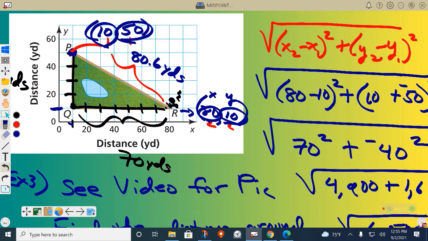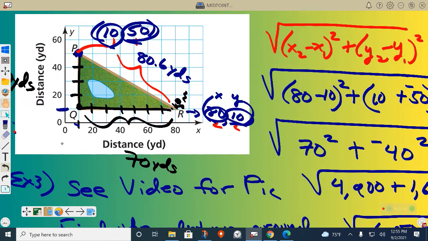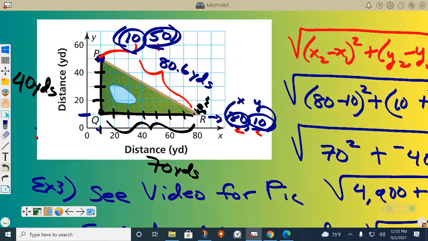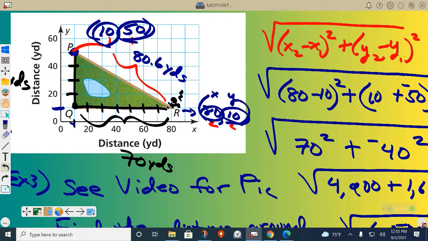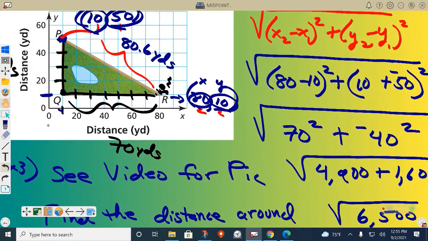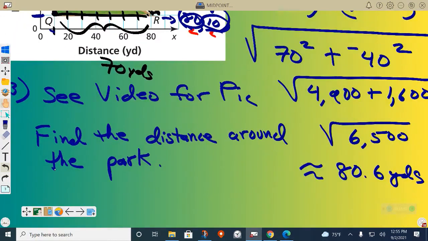So if I wanted to walk around the park, it'd be 70 yards plus 40 yards plus 80.6 yards altogether. I'm not going to do that. You get what's going on there. Rocking and rolling. Beautiful. All right.